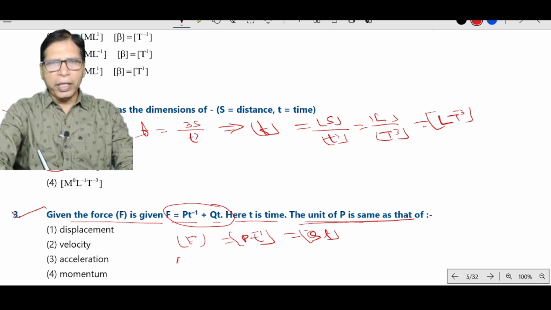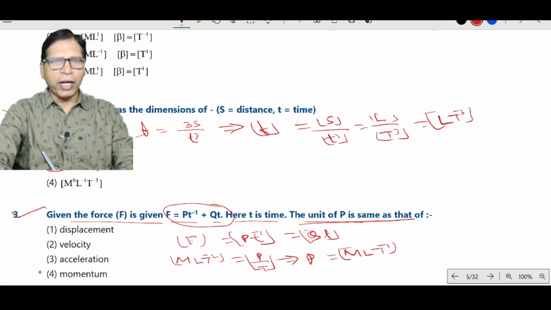Now, you know, dimension of force is M L T minus 2, no problem. And dimension of this is the p, this is the t. So, look at this, from here p equal to M L T minus 1. That is the dimension of momentum. Look at this, option 4 is correct.